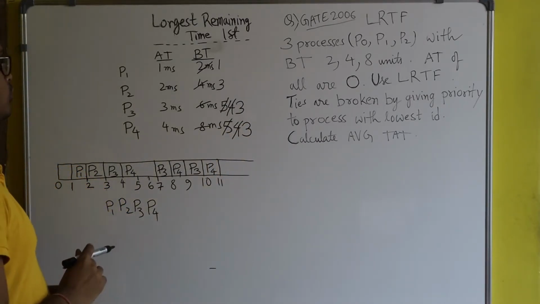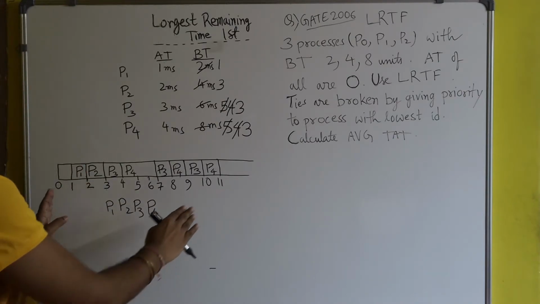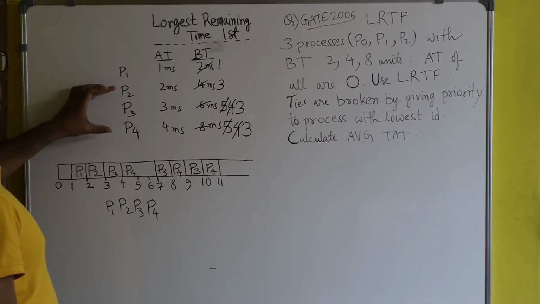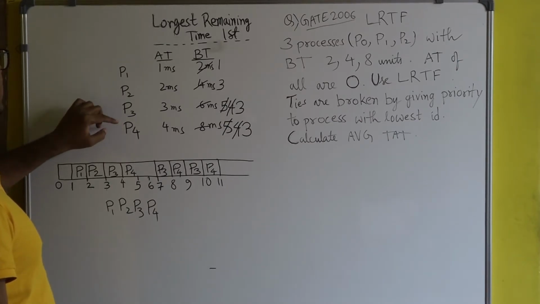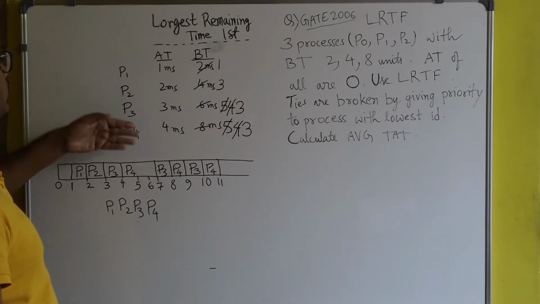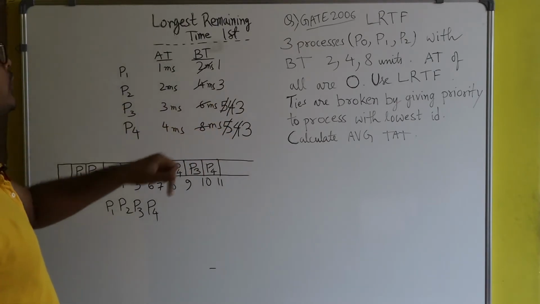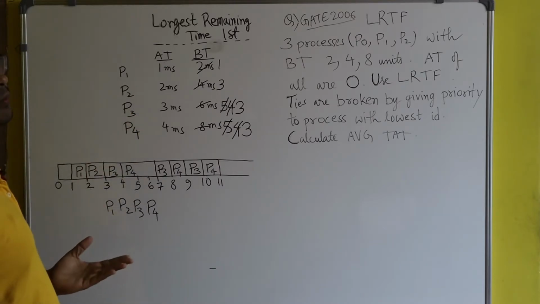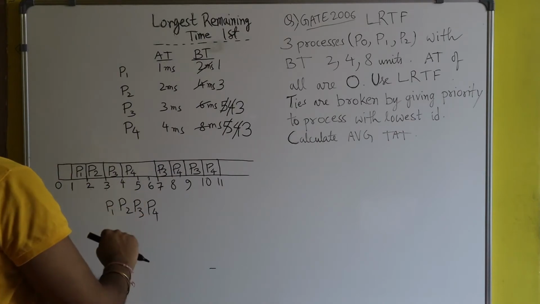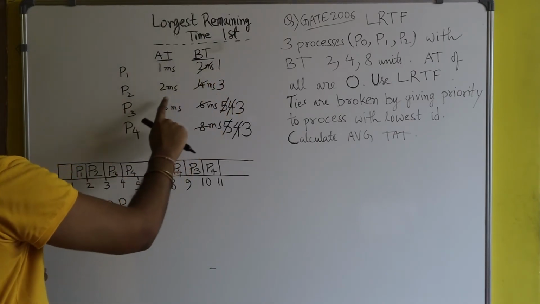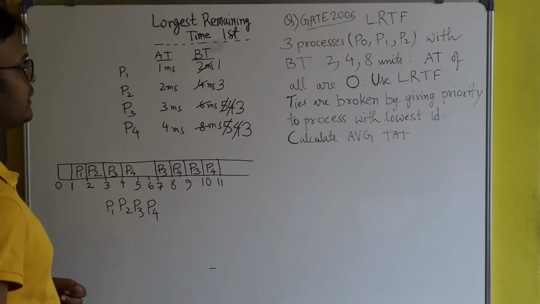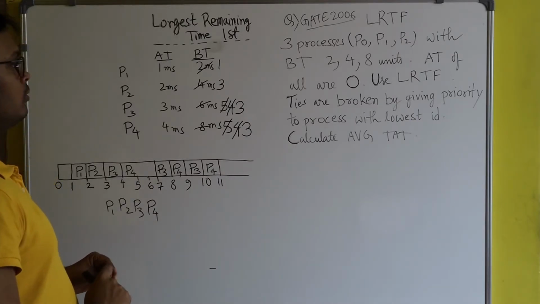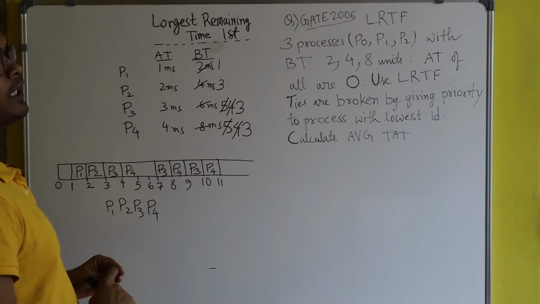Okay. So now you see, by this time, processes P2, P3 and P4, all these three processes have the same burst time, which is 3 milliseconds. And moreover, 3 milliseconds is the largest burst time till now, because process P1 has 1 millisecond and processes P2, P3 and P4 have 3 milliseconds. Okay. So CPU will be given to a process with 3 millisecond burst time.